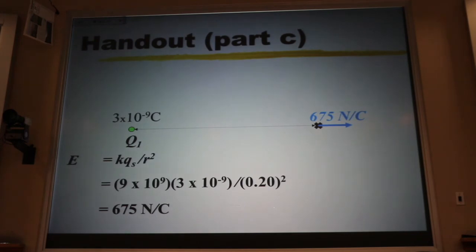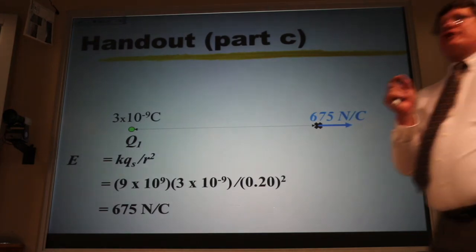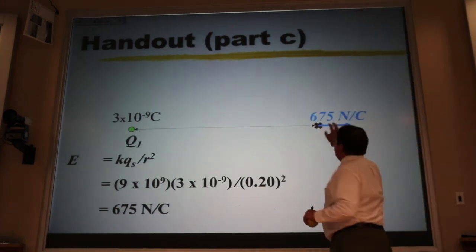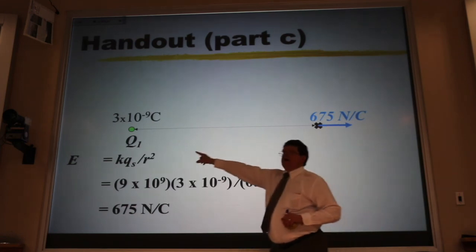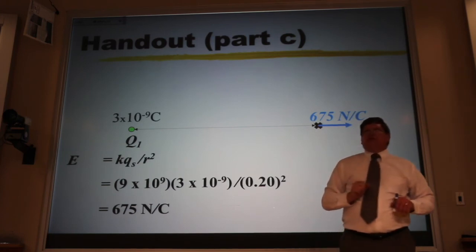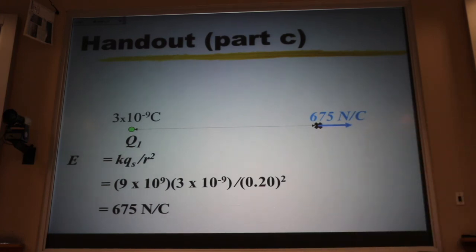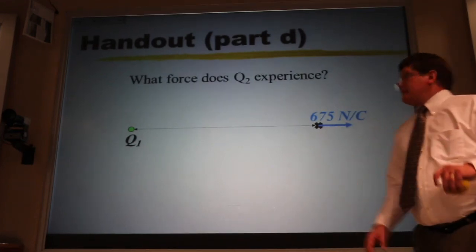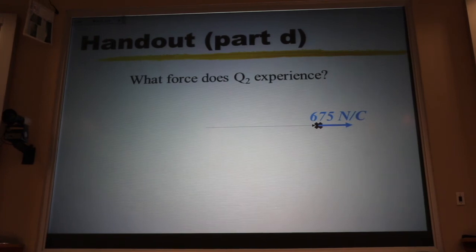Now, again, that was just the first step of the two-step dance. We're looking for the force on Q2. We started by letting Q1 create a field. And now that field is going to push or pull on Q2, and that's part D. Part D asks, what force, not farce, it's real, what force does Q2 experience? Okay? Again, Q1 has done its job. It set up the field. We don't have to worry about it anymore.